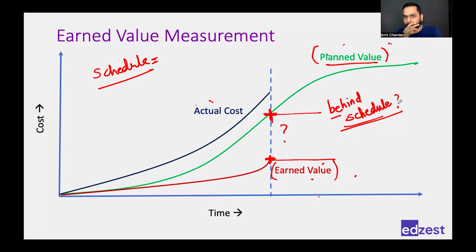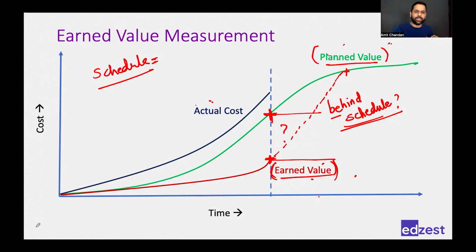Because in order for earned value to match the planned value, it's going to take more time. That's why it's behind the schedule. Okay. So we are saying that in order for earned value to match the planned value, it is going to take more time. Somewhere here it might meet. That's why we are behind schedule, which means we'll have to do more work in order to meet our planned value. In a way, my planned value is more than what I am earning.